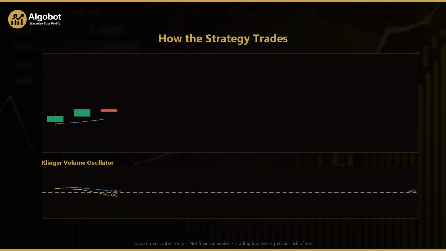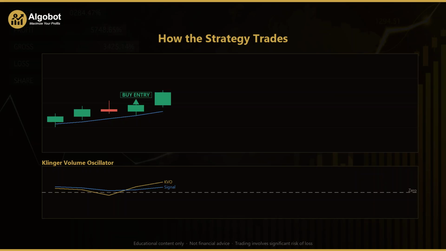Start on the left. Price is grinding higher, holding above the blue trend average, so the trend filter is already giving permission to look for longs. In the oscillator panel, notice the gold line dipping down. The third candle shows a small pullback, and the Klinger oscillator slides below its signal line. This is a brief lull in buying conviction, not a reversal. Price is still above the trend average.